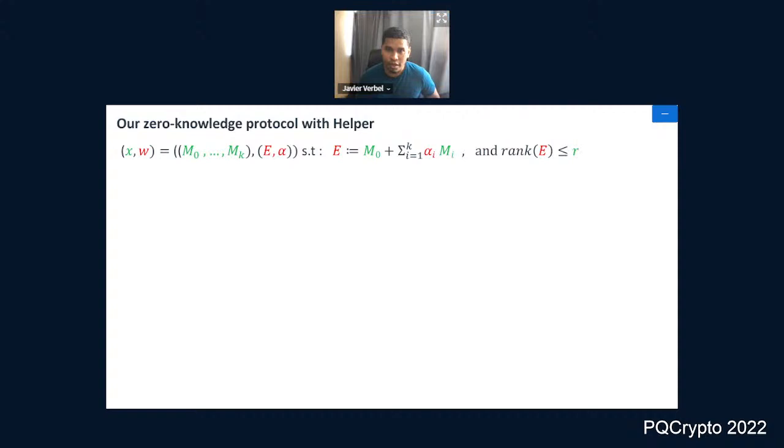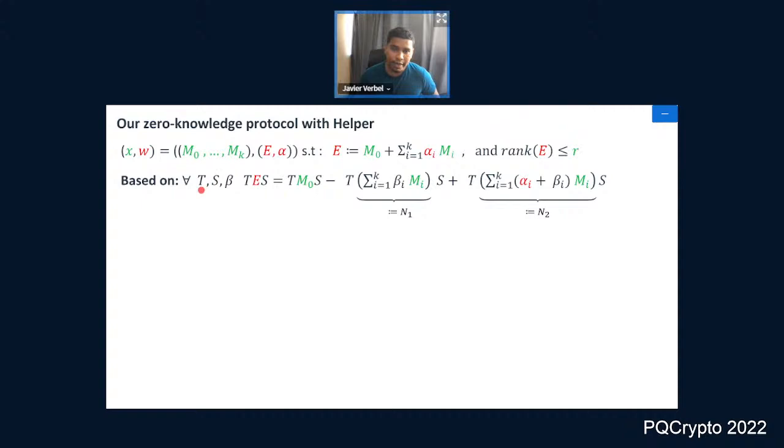And then we are going to take this equation and we're going to take a matrix T, a matrix S, and a vector beta. And we are going to perform this computation here, which is at the end very simple. We just compute this linear combination using the coefficients in beta, we add and subtract this combination, and then we multiply the whole equation by T on the left and S on the right, and we get that this equation here holds. And this is going to be the main equation for the protocol.